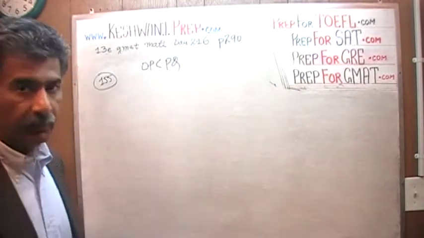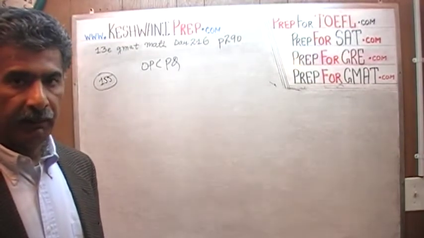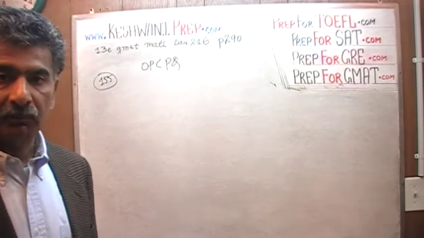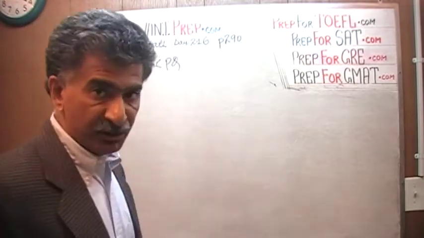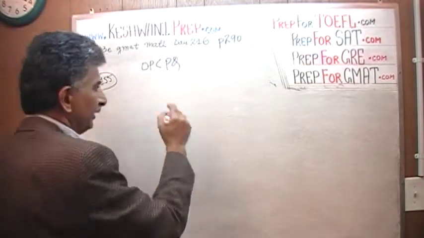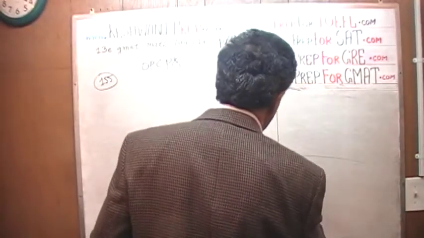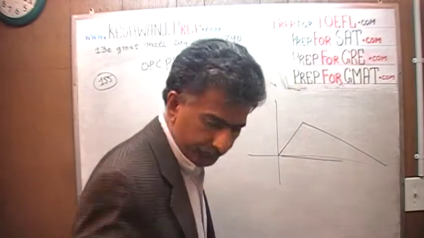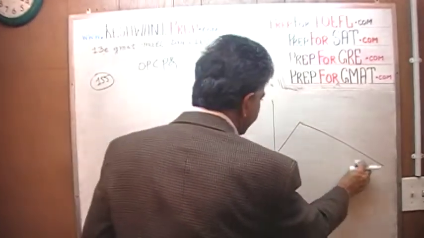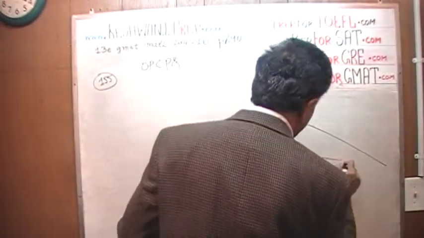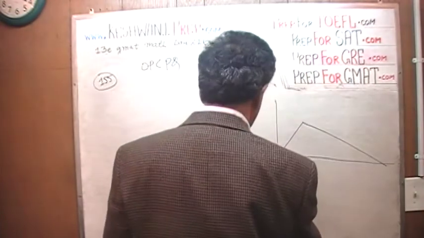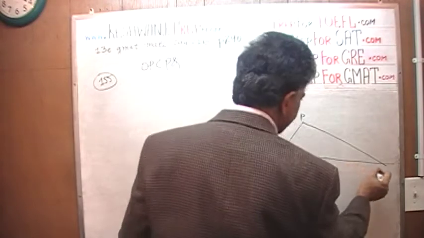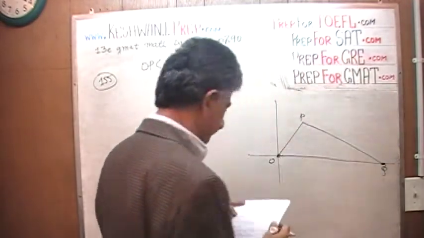So what we're going to do is redraw the picture that they give us, but in a manner that brings this out, that makes it easy to see, more conspicuous, more salient. In other words, exaggerate the fact that OP is less than PQ. Here's our O, here's our P. As you can see, O to P is less than P to Q.